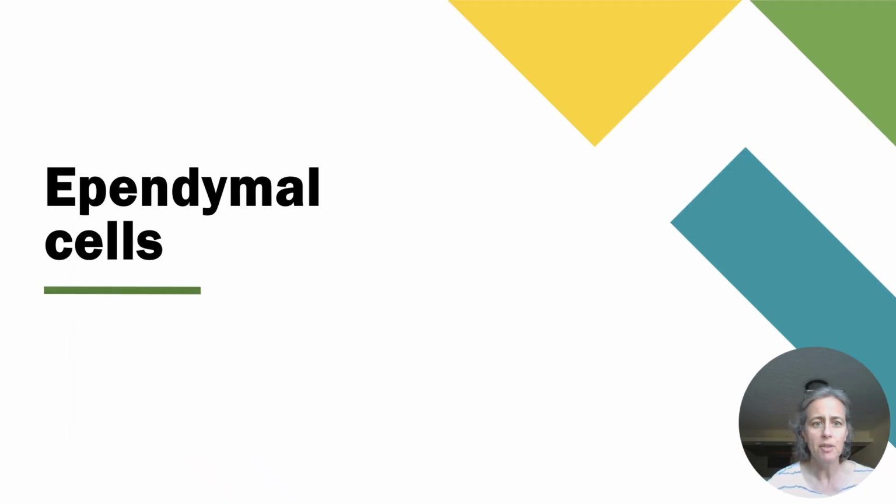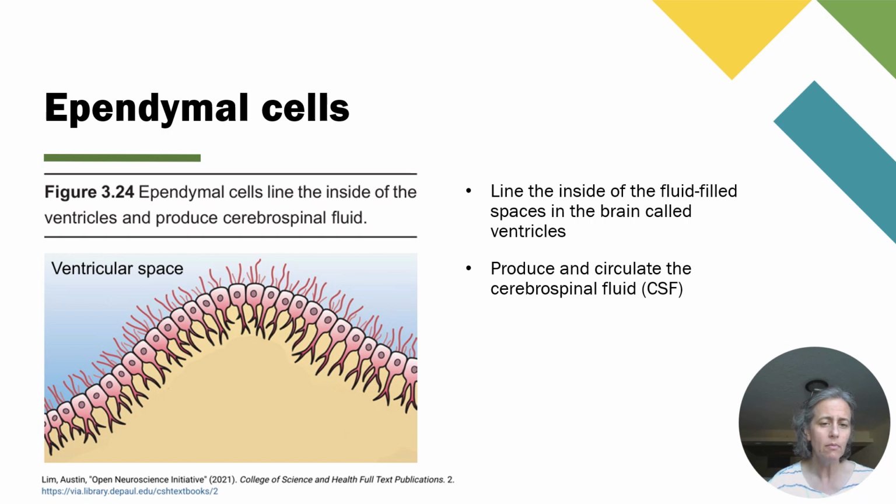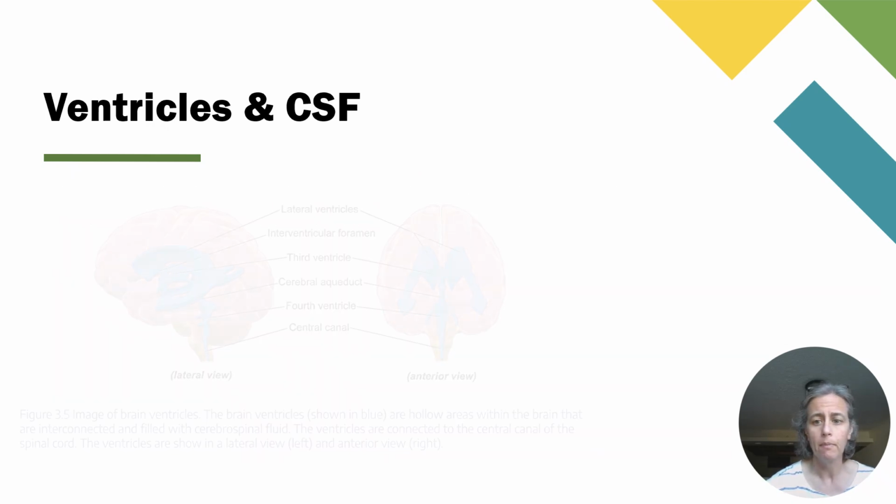Last is ependymal cells. So these cells line the inside of the fluid-filled spaces in the brain that are called ventricles. Maybe you don't remember what those are. We're going to do another slide in a second. They also produce and circulate the cerebrospinal fluid, the fluid that fills those ventricles. So let's take a look.